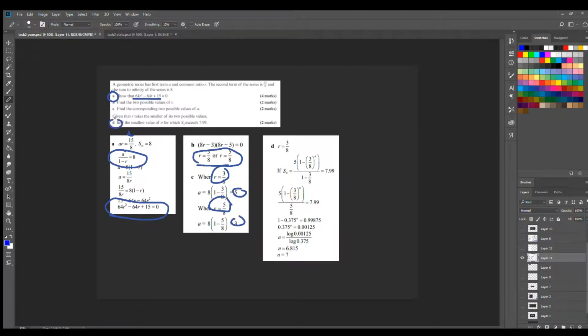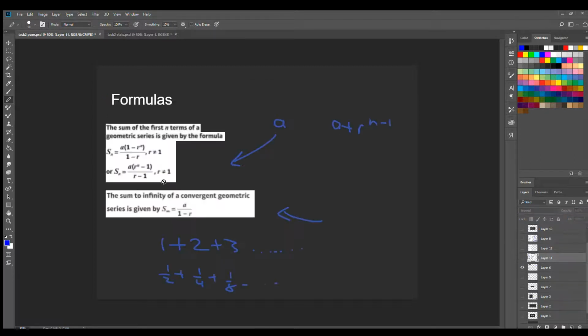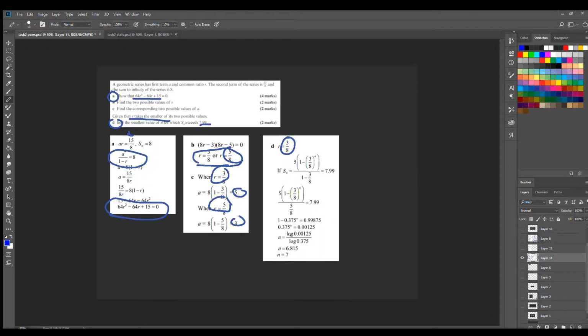For question D, we have to find the smallest value of n for which the sum from the first term to the nth term exceeds 7.99. As r has to be the smaller of its two possible options, it has to be 3 over 8 instead of the 5 over 8 here. We then sub in the numbers we have into the formula, this one, and then we rearrange it. So n is the subject, and it gives us 6.815. We then round it up for n equals 7.